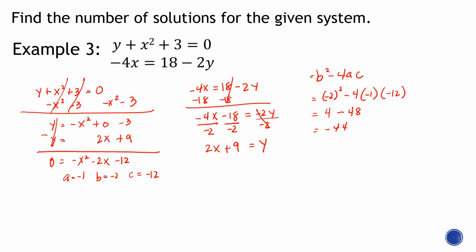Which means if we graph these two equations, there will be no intersection. The reason why I know that is because the discriminant is negative, therefore this system has no solution.